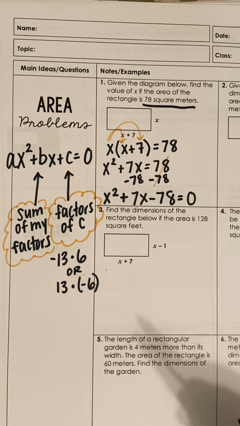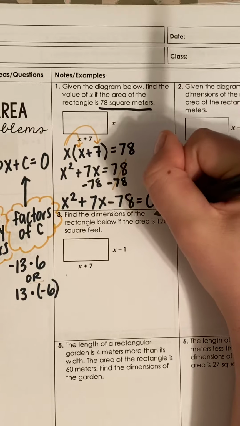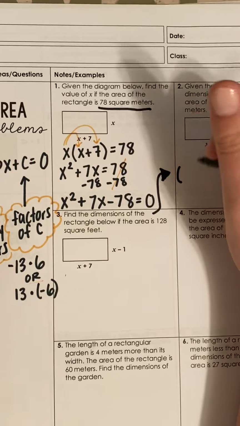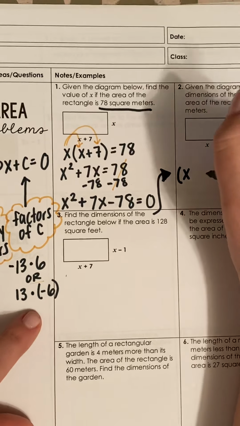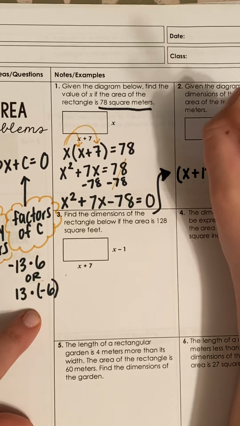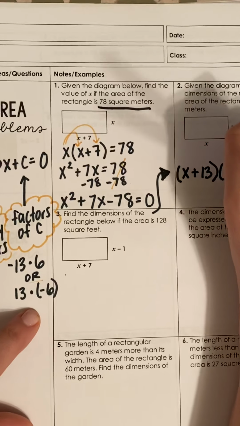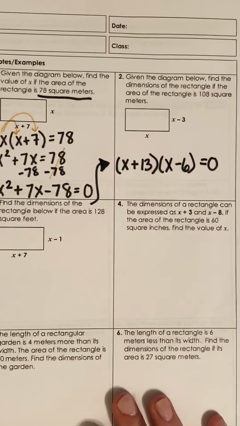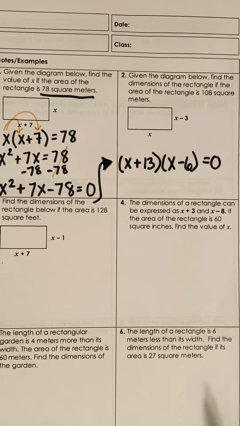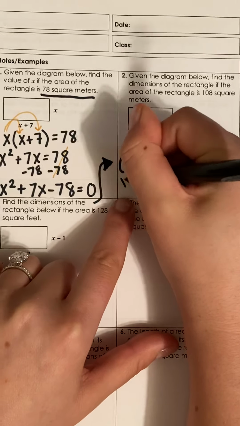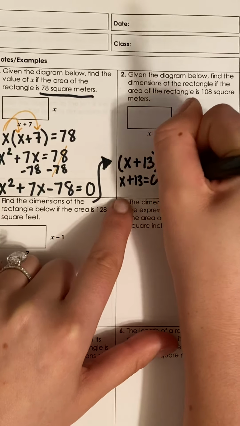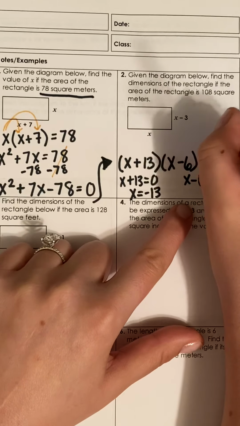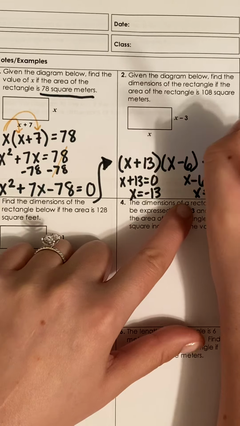So I'm going to come over here and write my factors. This is going to be x plus 13, x minus 6 equals 0. Sorry that I'm writing on the other side now. So the other day when we were solving factors, you have to deal with them separately. x plus 13 equals 0, so x has to be negative 13. And then x minus 6 equals 0, x has to be 6.